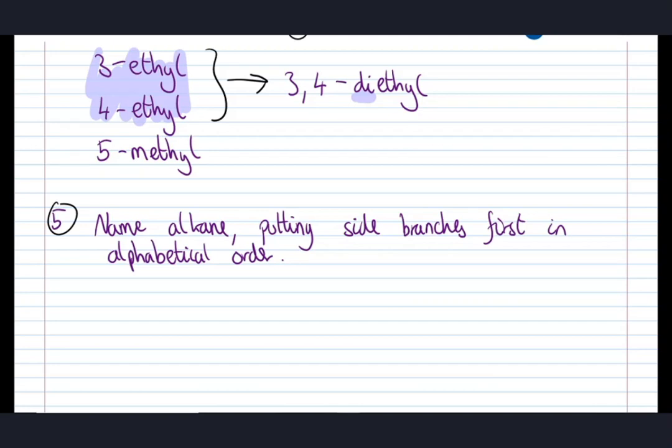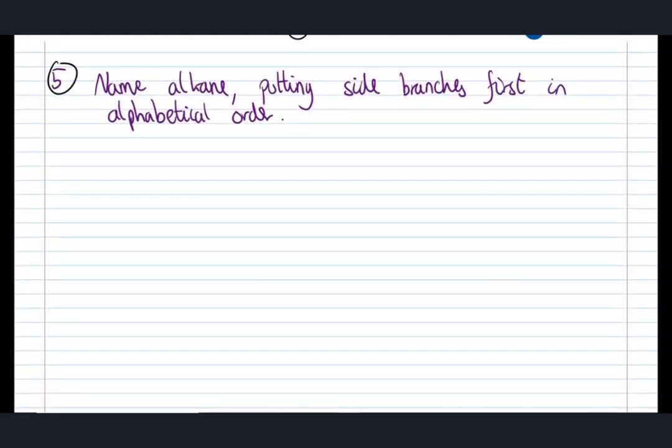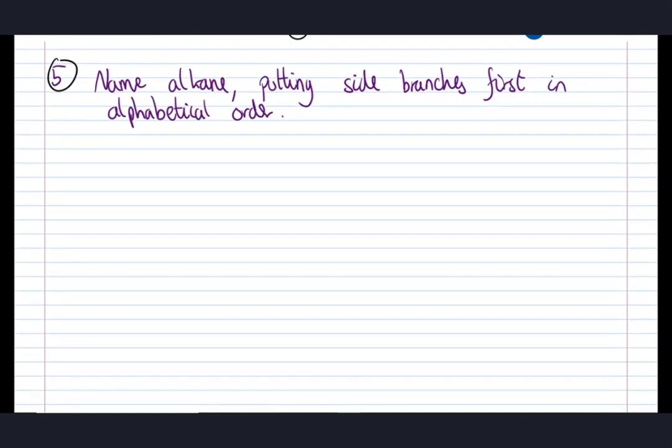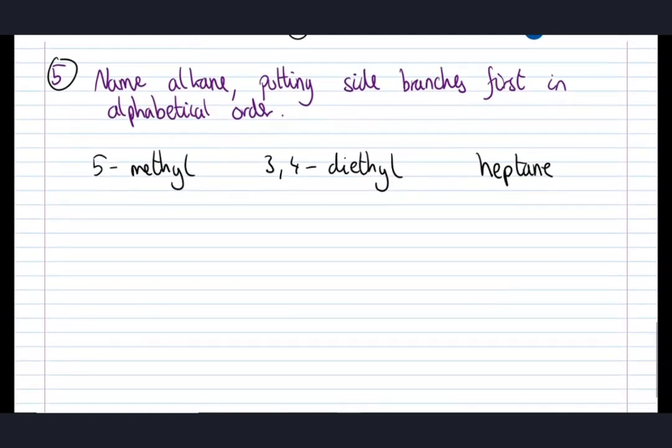And step 5, we're going to name the alkane, putting the side branches first in alphabetical order. So looking at the side branches that we have, we've got 5 methyl and 3, 4 diethyl. And the alkane itself is heptane. That's the longest chain of carbons with all the side branches attached. So we need to order this together.